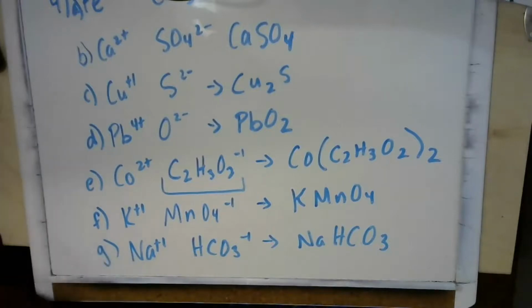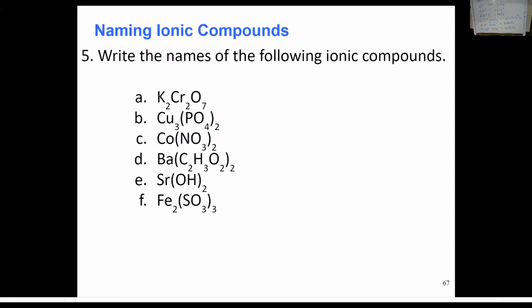All right, now we're going to look at the reverse type of example, and I'll do these ones as well, where we have the formulas for ionic compounds, and we're going to pull the names from the formulas. Now the big key here is going to be remembering that your first step has to be deciding whether you have a type 1 or type 2 compound.